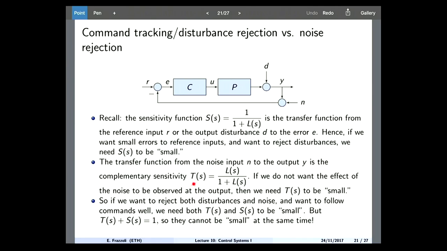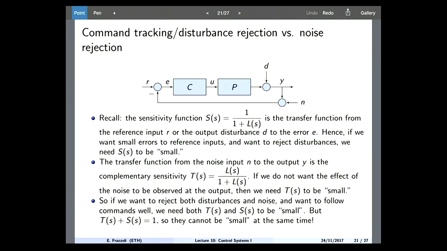On the other hand, if you look at the transfer function from the noise that appears here to the output, it is this other function, the complementary sensitivity function, which is this one. If we do not want to see the effect of the noise on my output, then I want this transfer function to be small. And this is where you have problems, because I want S to be small, I want T to be small, but what I know is that S plus T is equal to 1. So can I make both of them 0.1? No. So how do we get out of this problem?